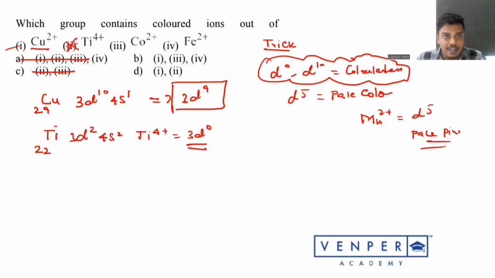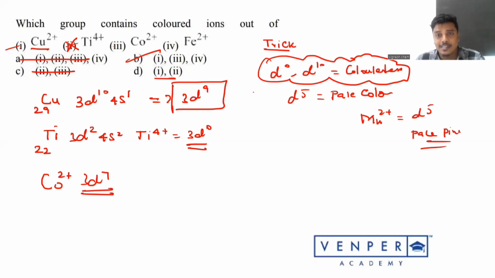Out of options 1 and 2, check cobalt 2 plus. This is d7 configuration. Therefore, 3d7, right? Incompletely filled. Therefore, this is also colored. Therefore, options 1, 3, 4. Option B is correct. Okay. Whenever they are asking about colored, we have to look at the configuration of the metal ion.